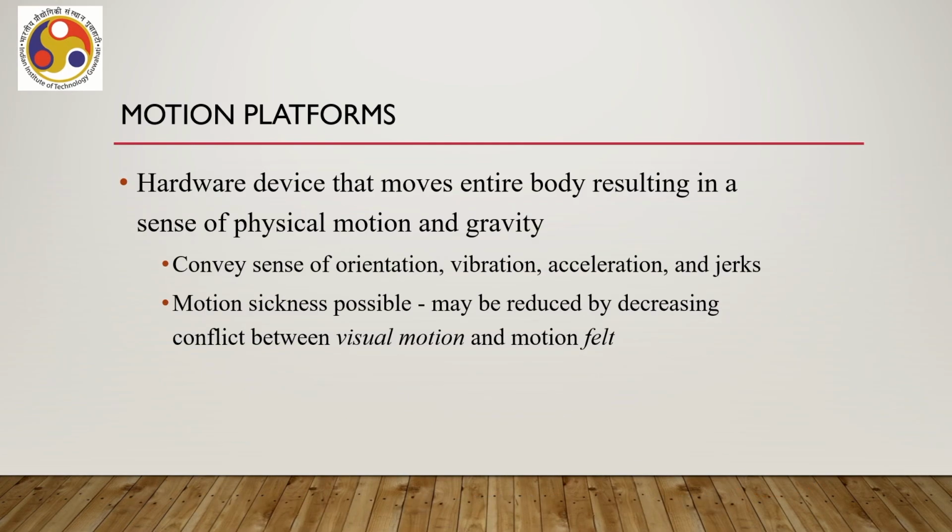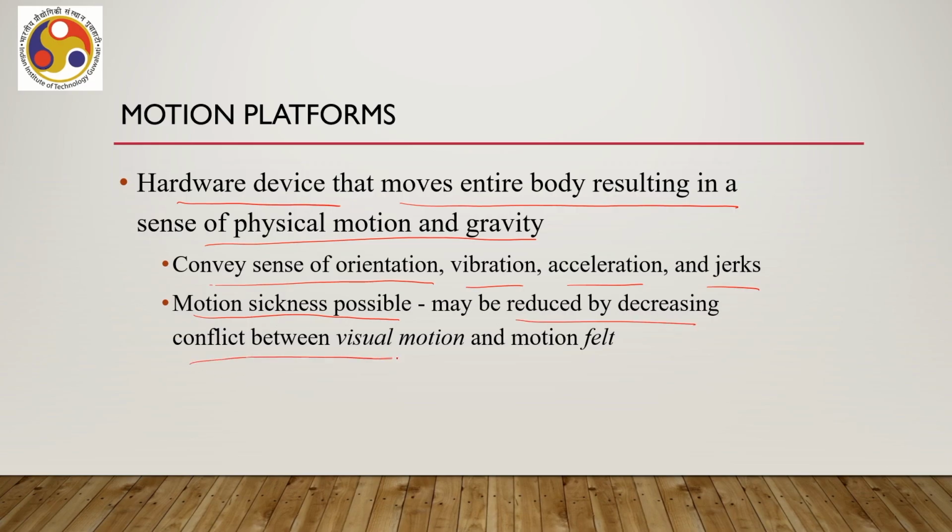Another type of output devices are motion platforms. These are hardware devices that move the entire body, resulting in a sense of physical motion and gravity. It conveys sense of orientation, vibration, acceleration and jerks. However, use of such platforms may result in motion sickness, which can be reduced by decreasing conflict between visual motion and the perceived motion in the real world.